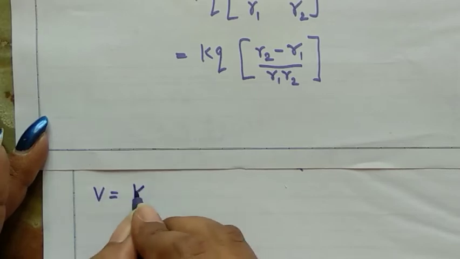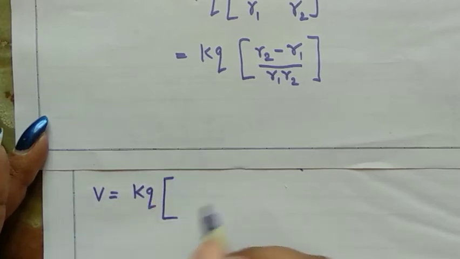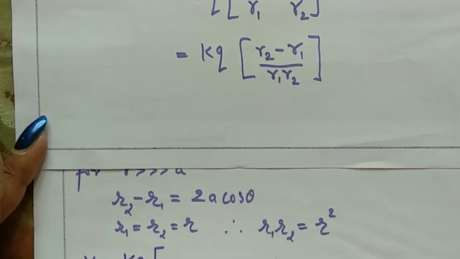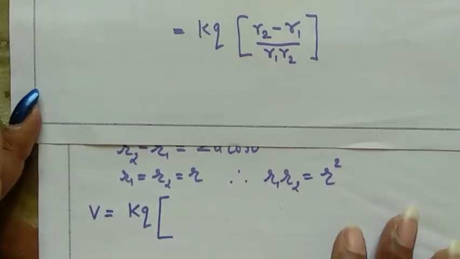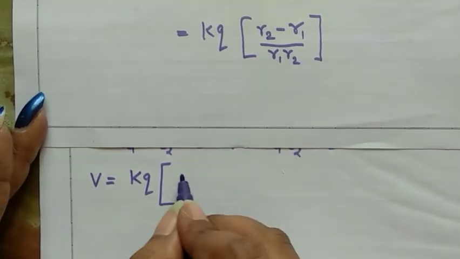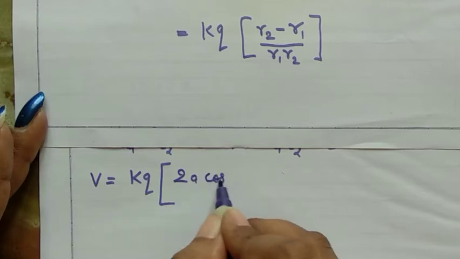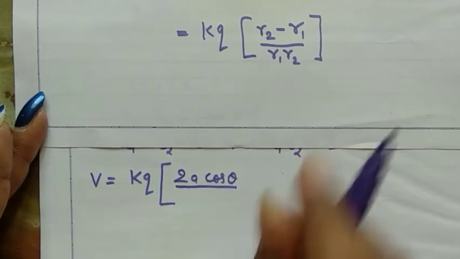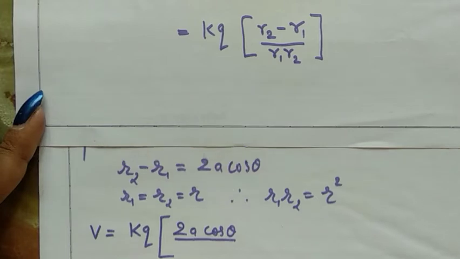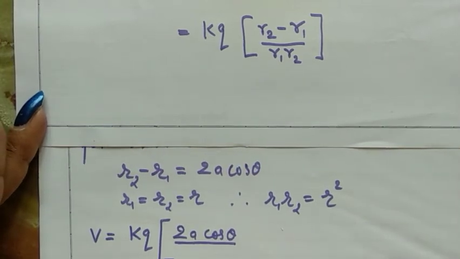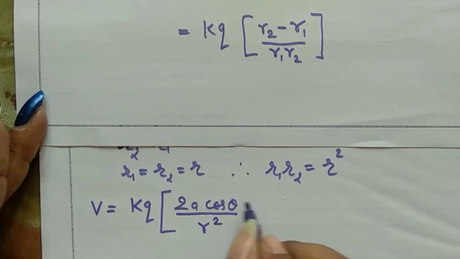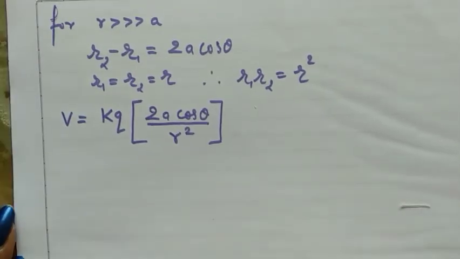V is equal to KQ as it is. Instead of this R2 minus R1, I have to substitute 2a cos theta. So I'll write here 2a cos theta divided by R1 into R2. What we have obtained? R1 into R2 is R square. So I'll write here R square. So now this is our formula for potential.